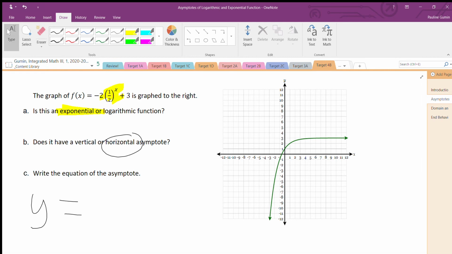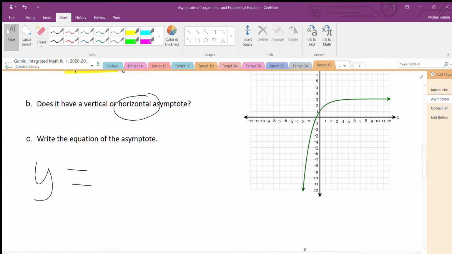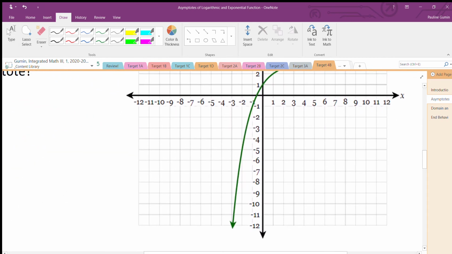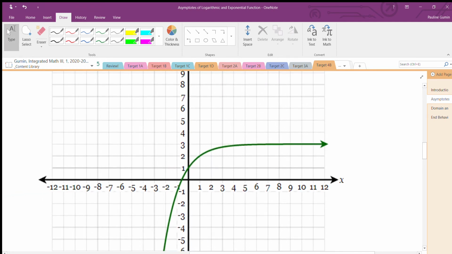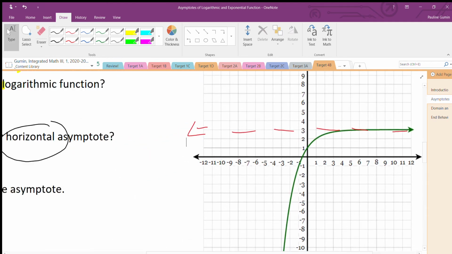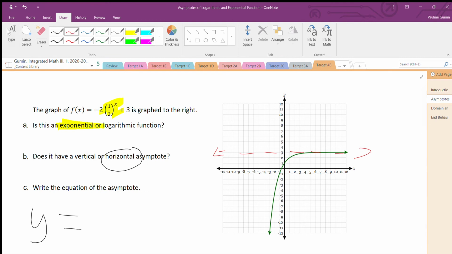There are two ways of finding out this asymptote as well. So let's take a look at it graphically. The left arm is going diagonally downwards, so that's not where I'm looking. I'm looking at this right arm that's flattening out. It looks like it's flattening out over here, which is y equals 3.